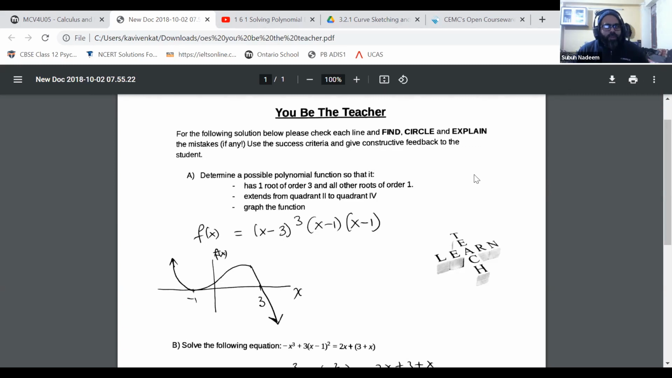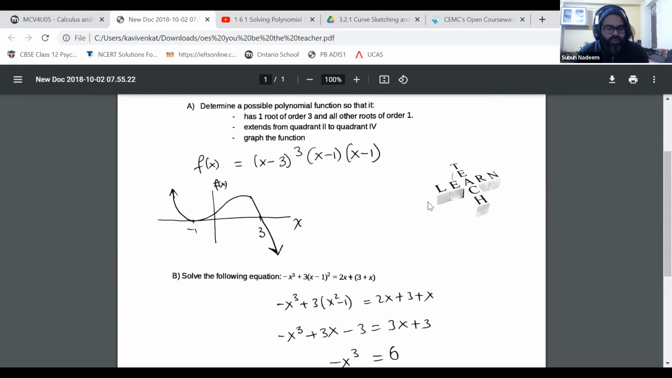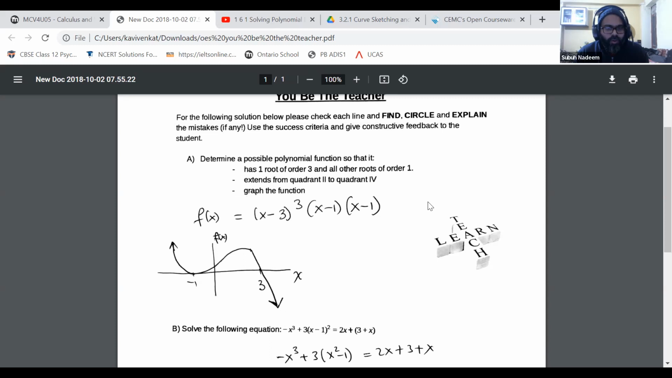First it is saying, check each line and find, circle and explain the mistakes, if any. Use the success criteria and give constructive feedback to the student. Determine a possible polynomial function so that it has one root of order 3 and all other roots of order 1. So they are taking x minus 3 whole cube and other roots of order 1.